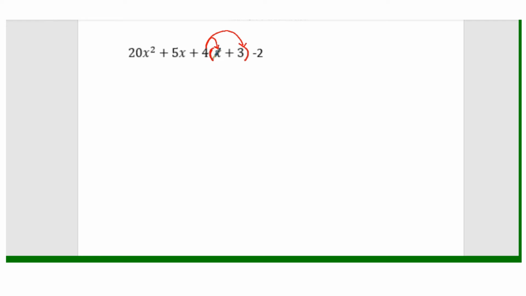So since the 4 is connected to this whole set of parentheses, you have to distribute the 4 into both of these terms. Now remember, a term is separated by a plus or minus sign. So when I multiply this, I'm going to get 4 times x plus 4 times 3 is 12. And I'm just going to bring down everything else.